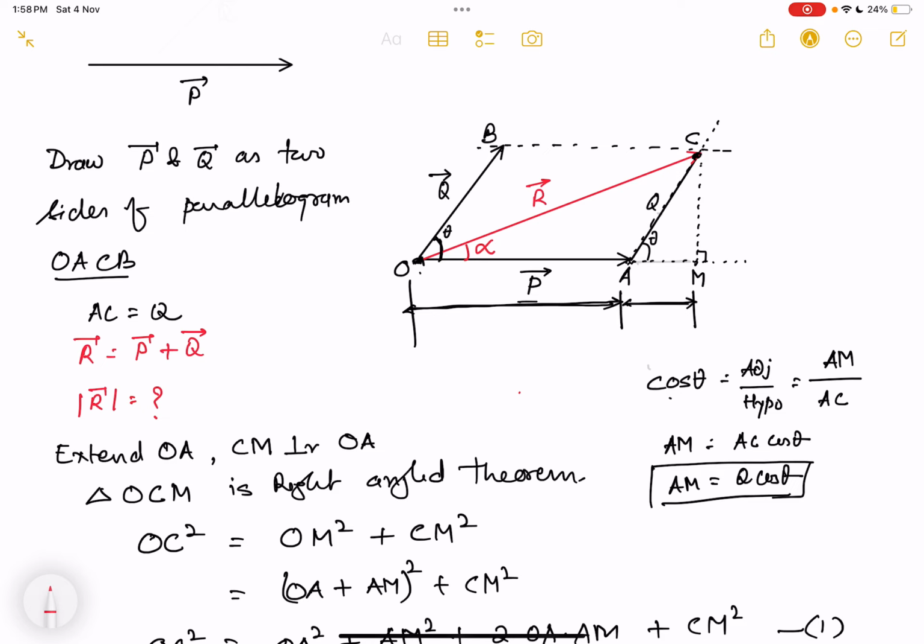What is the tan ratio? Tan is opposite upon adjacent. What is opposite to alpha in this case? Opposite to alpha is CM and adjacent to alpha is OM. Okay, so it is going to be CM upon OM. But what is OM? Again, OM is sum of OA and AM. Correct? And what is AM? AM is Q cos theta. We have already found this. So let us write all of these first.